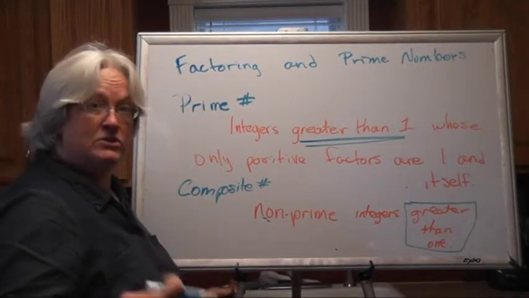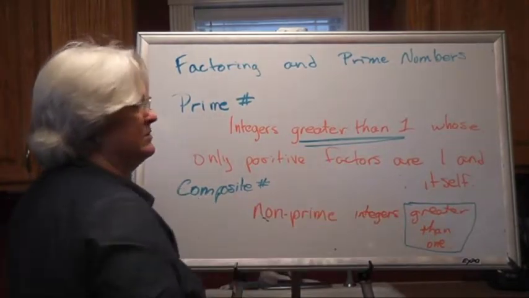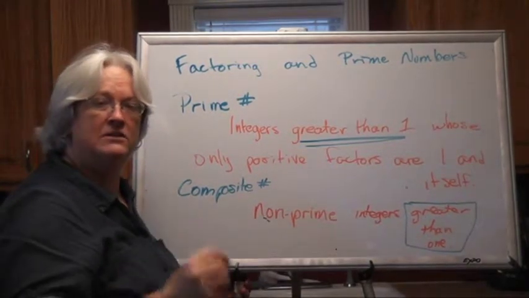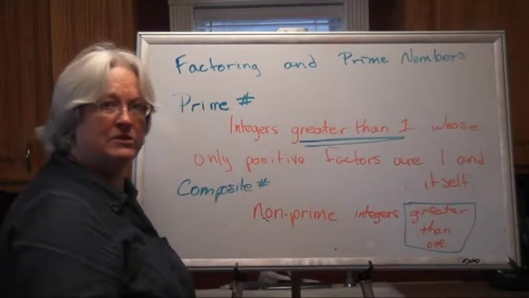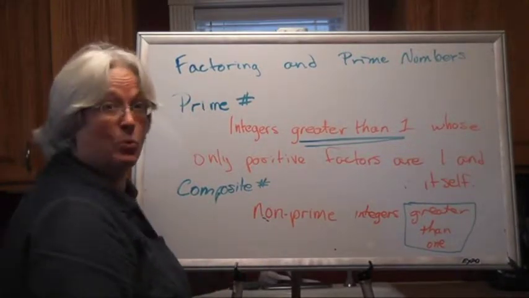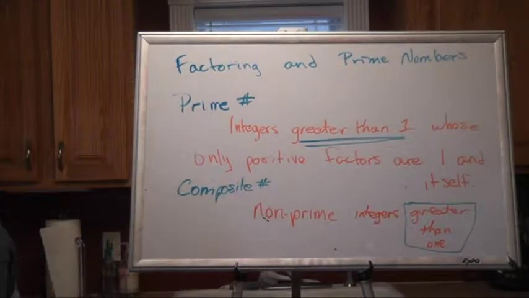So we exclude 0 from the prime numbers, and our definition here specifically excludes 1. It says it has to be greater than 1. So when we talk about 1, it's not prime, it's not composite, it's just 1. Prime numbers have to be integers that are greater than 1.